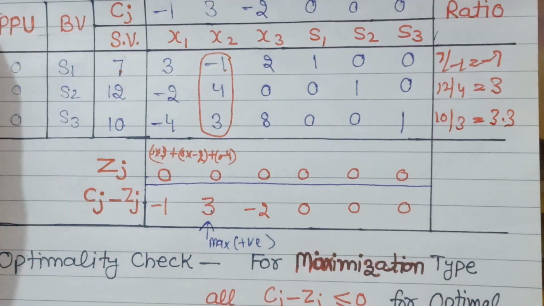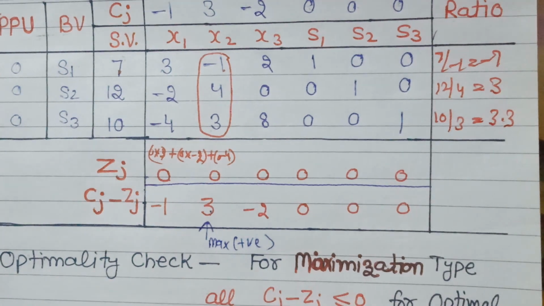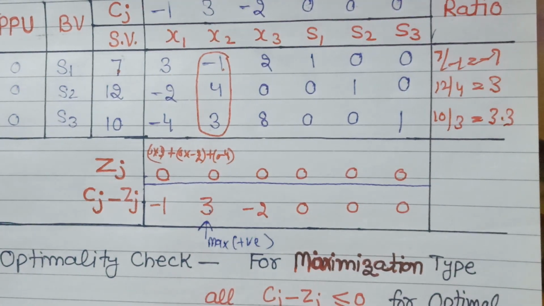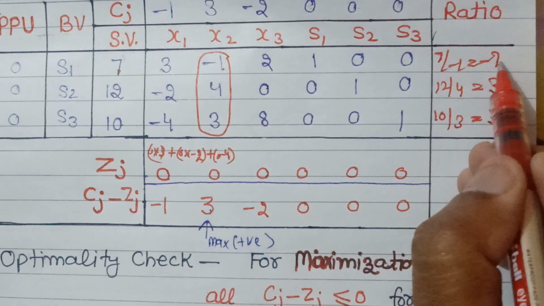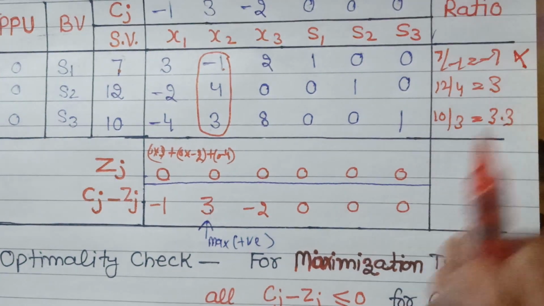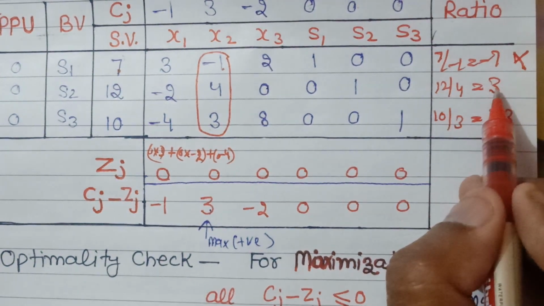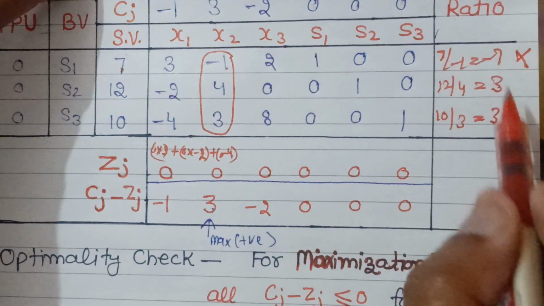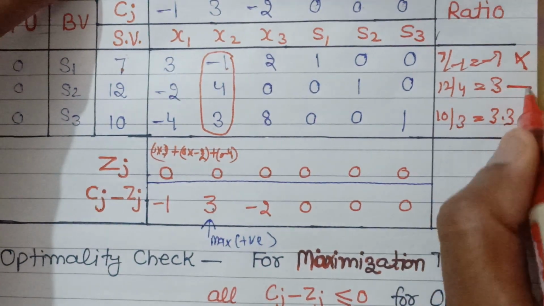Now we have to select the key row, and for the key row we have to choose the minimum positive value under the ratio. As this is a negative value, it will never be considered. Now from these two values, this 3 is the minimum value under the ratio, so let us select this value.